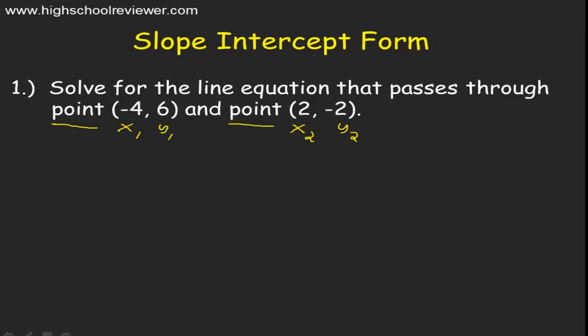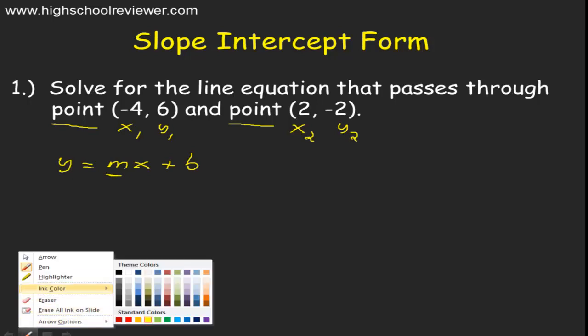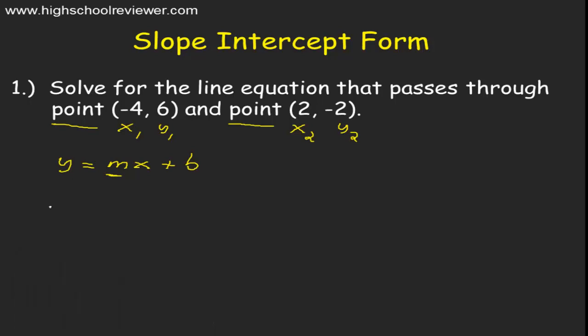Now, the equation for the slope-intercept form. Always remember that it is y is equal to the slope, which is m, multiplied by x plus b, which is the intercept. So first, we need to find the value of the slope, or the m. The equation for the slope is m is equal to y sub 2 minus y sub 1 all over x sub 2 minus x sub 1.